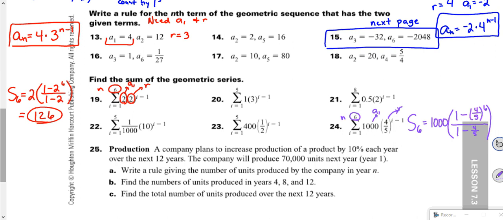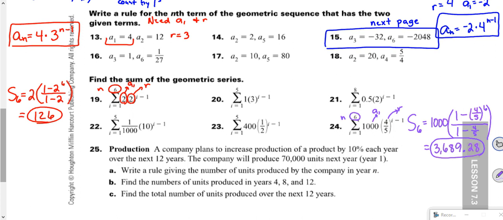I poked that in a calculator and I got 3,689.28. You'll definitely want to try that yourself to make sure you're putting it in the calculator correctly with the right parentheses where they need to go. So again, be very careful in calculator work.